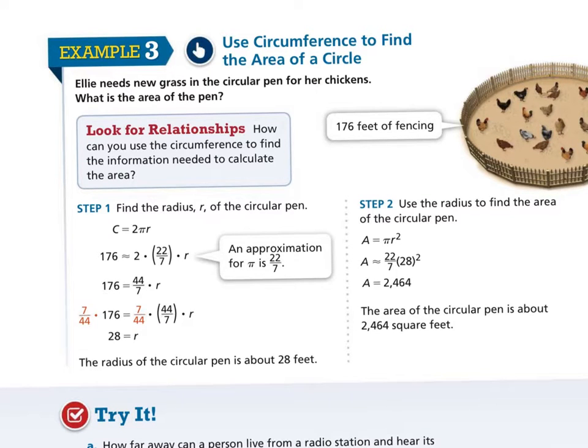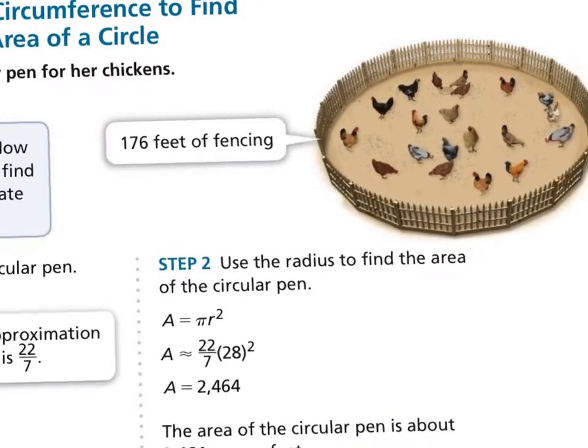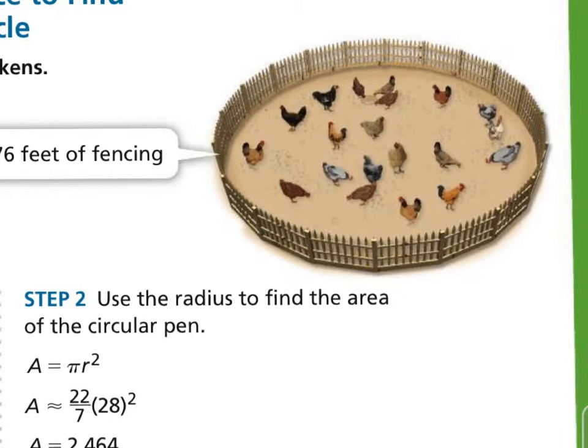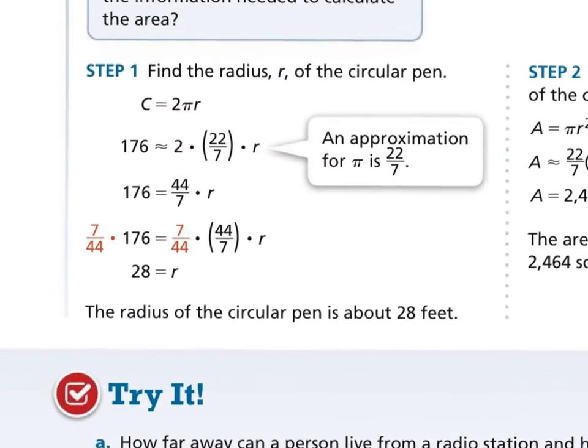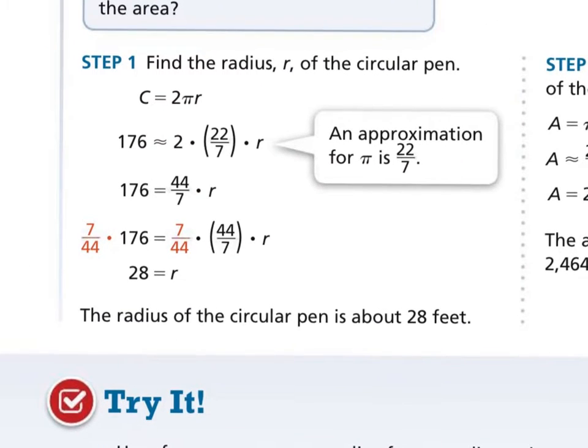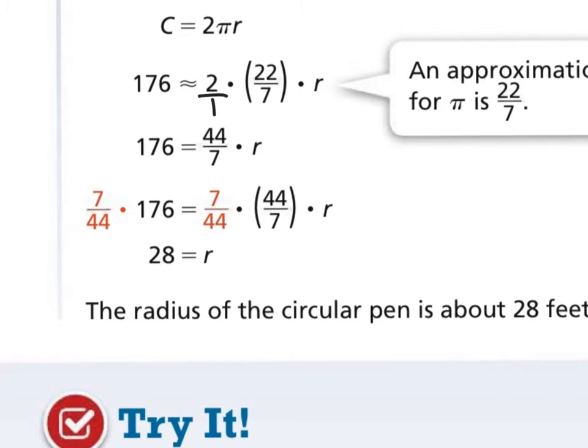Example 3, Ellie needs new grass on the circular pen for her chickens. What is the area of the pen? So 176 feet of fencing is the circumference. Circumference is 2 pi times the radius. They're using 22/7 for pi. Substituting into that formula, that'd be 44/7 times r.